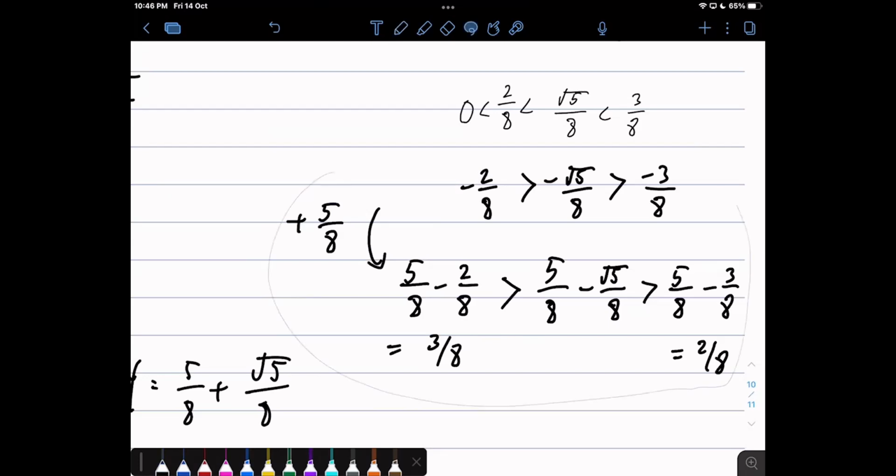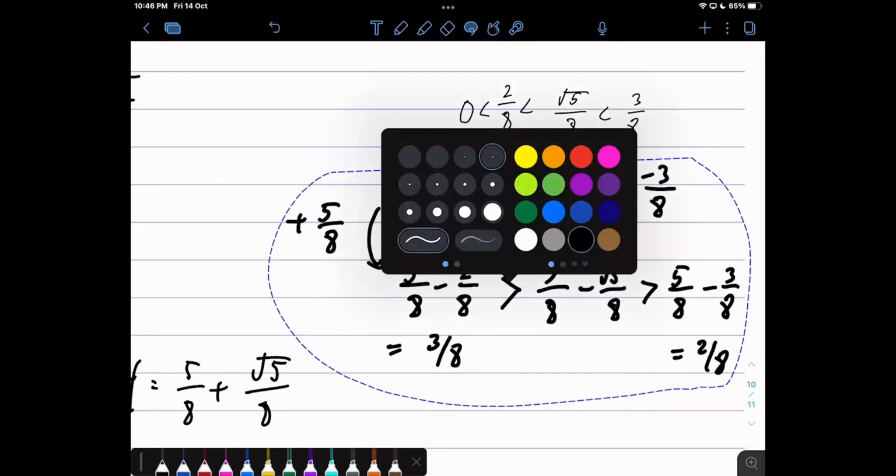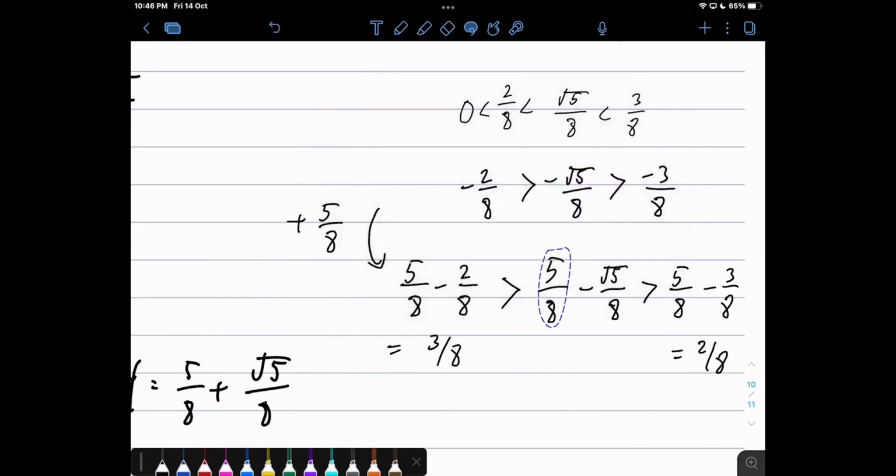Let me just change the font size so that it's consistent. And I'll shade this in orange. I just added 5/8 throughout the inequality. Previously, I multiplied by -1. Is that okay? Yes. Very good.